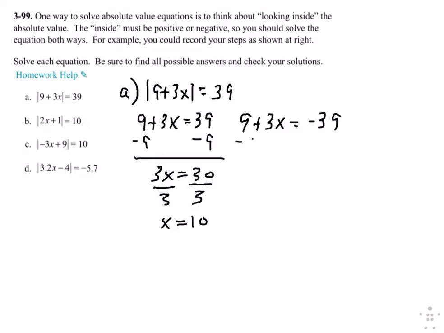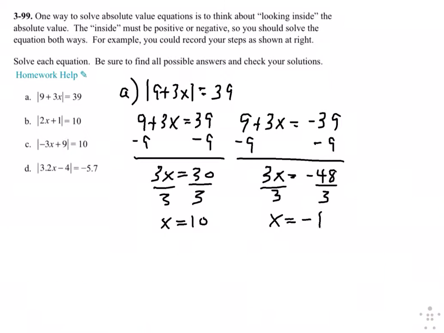Over here, I subtract 9 from both sides, right? And I get 3x equals negative 48. Divide by 3. And I get x equals negative 16, right? So in set notation, the answer would look like negative 16, 10.